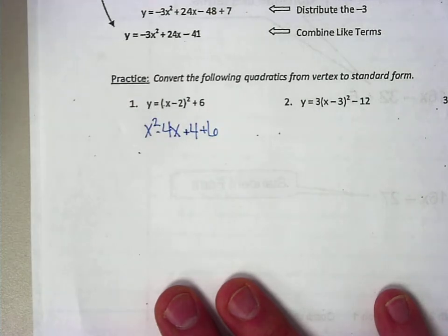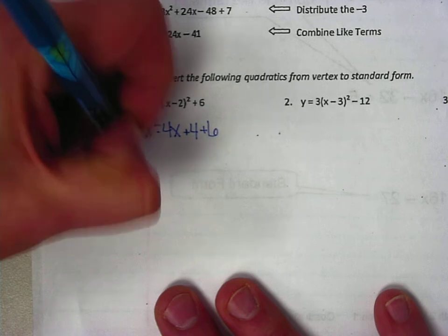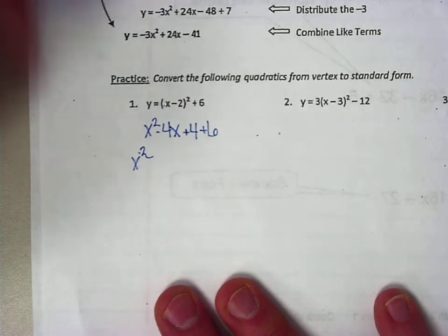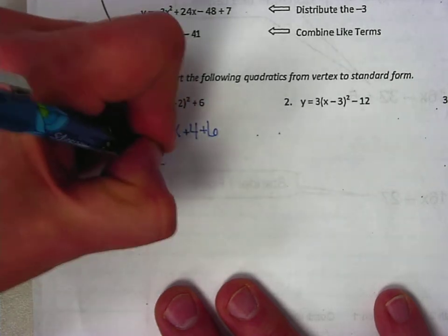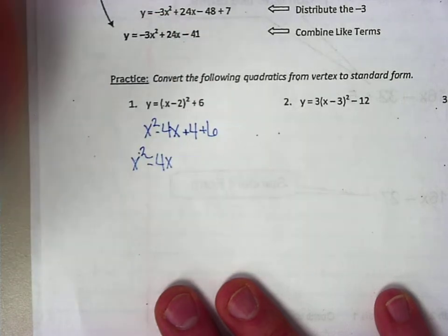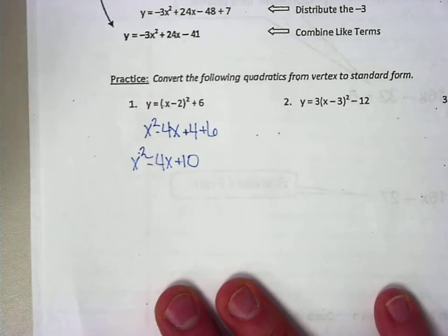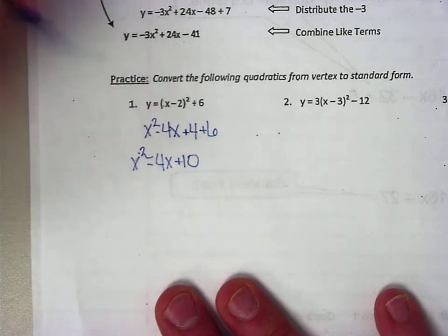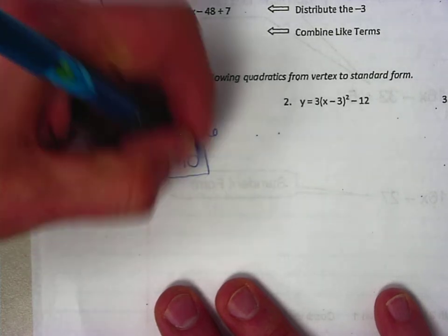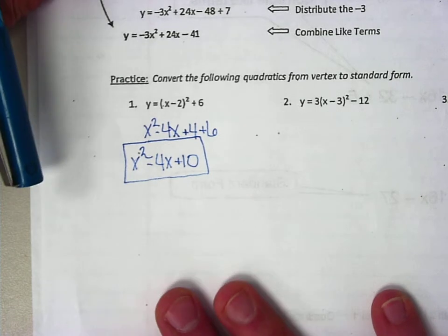And now it's just a matter of combining like terms. I only have a single x squared, so that comes on down. I have a negative 4x and no other x's to combine it with. Then I have the 4 plus 6, which is a positive 10. And there we go. ax squared plus bx plus c. There's my standard form equation. Pretty easy. Now let's try it again.